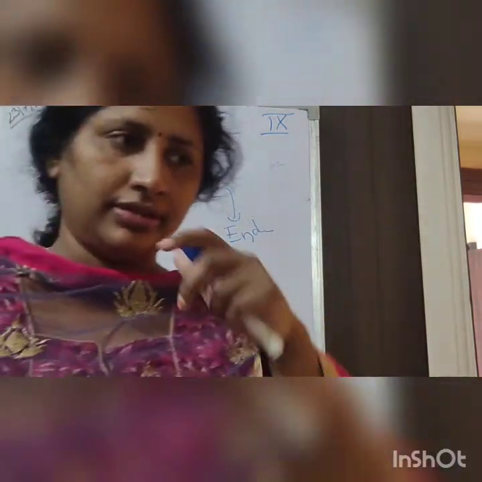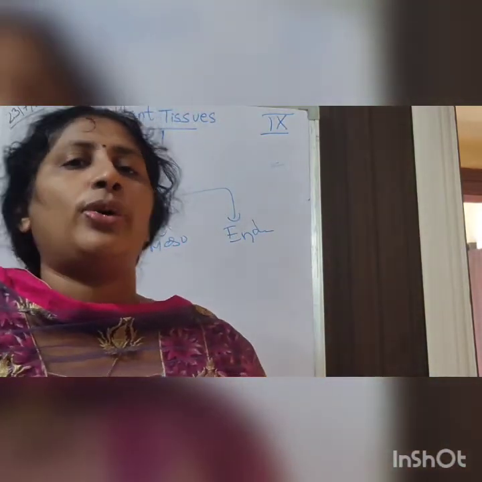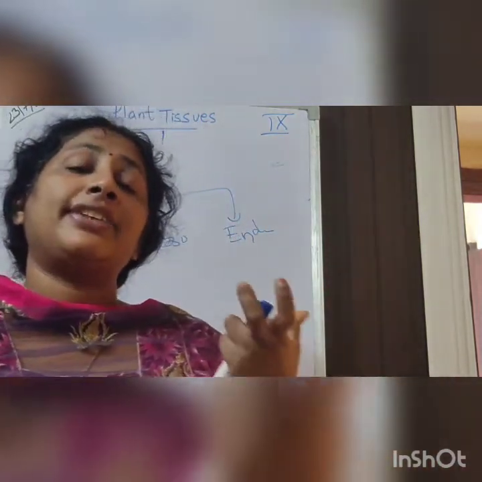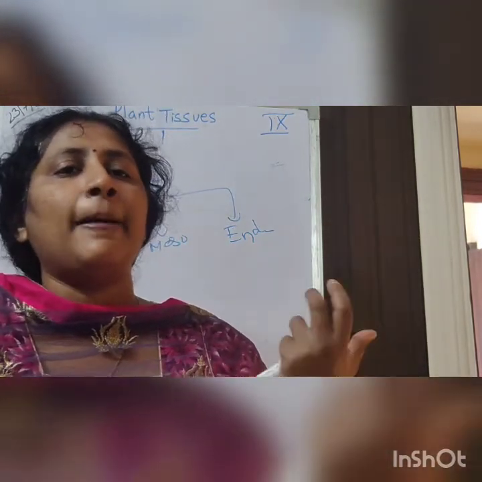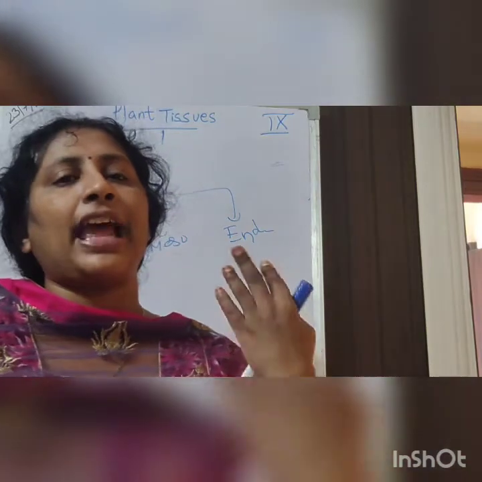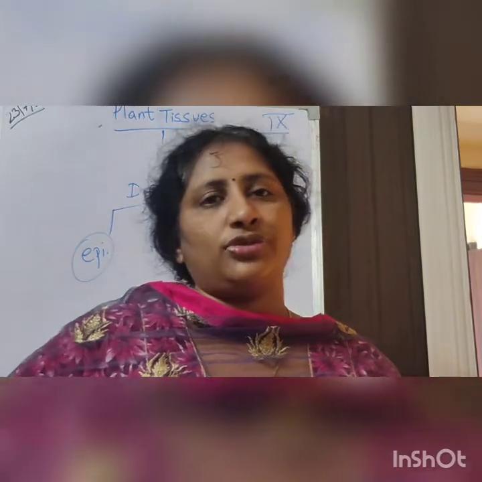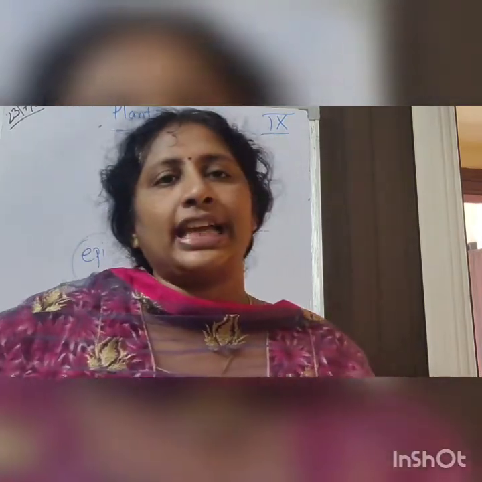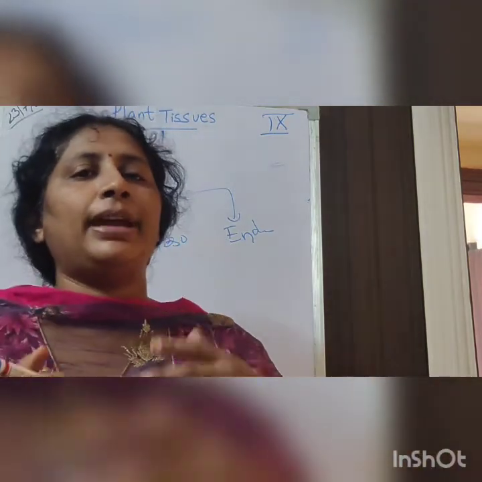Some parenchyma contains chloroplast and is called chlorenchyma. In aquatic plants the parenchyma cells are filled with air. Okay, air is present in the spaces between the parenchyma cells. So this is called aerenchyma, which helps the plant to float in the water. And in some plants, parenchyma stores food, that is called storage parenchyma. Clear?